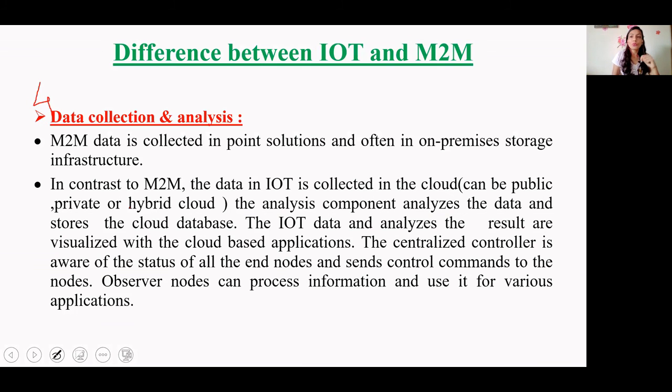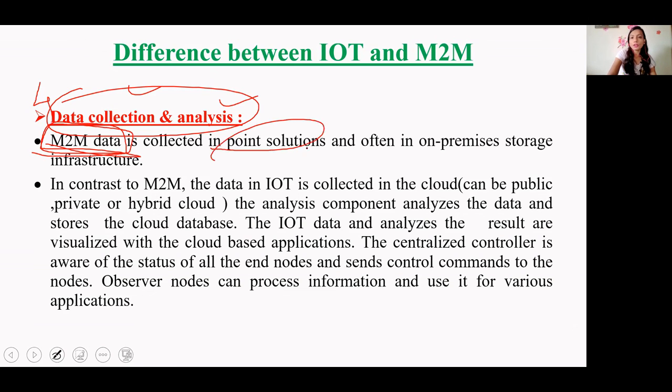Okay. Next, the fourth difference is on data collection and analysis. So what is data collection? When you're monitoring any device, you have to collect lots of data and also analyze it to know something, to predict something. So how is the data collection in M2M? Is it cloud or local? Can anyone tell how it is? M2M data is collected in point solution, means it is local.